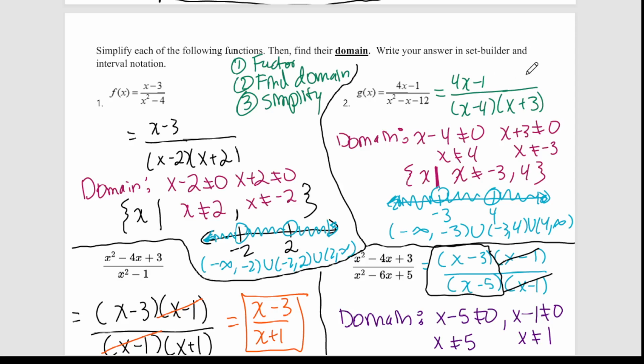Versus if I had another x minus 4, or x plus 3, in the numerator, then I could cancel stuff out. Or if I had a 4x minus 1 in the denominator, again, stuff would cancel out. But I don't, so that's just good to go.